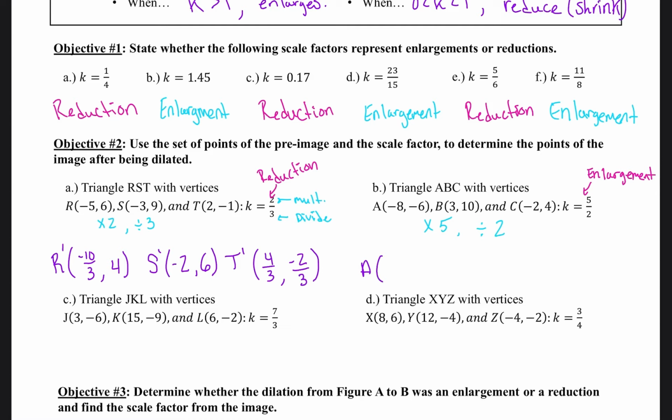So for A, -8 multiplied by 5 is -40, and -40 divided by 2 is -20. With that said, you don't always have to do multiply first and then divide. You could divide first. So if it's easier to divide first, you can do that.